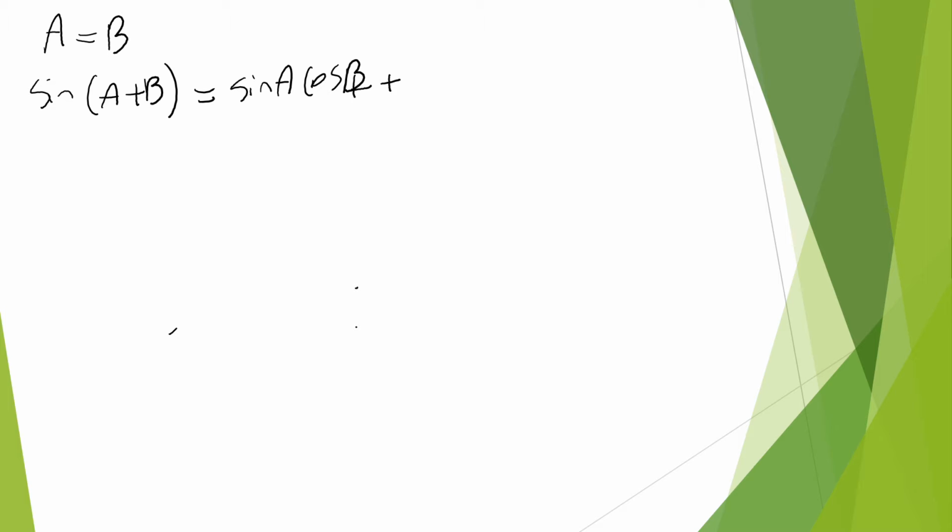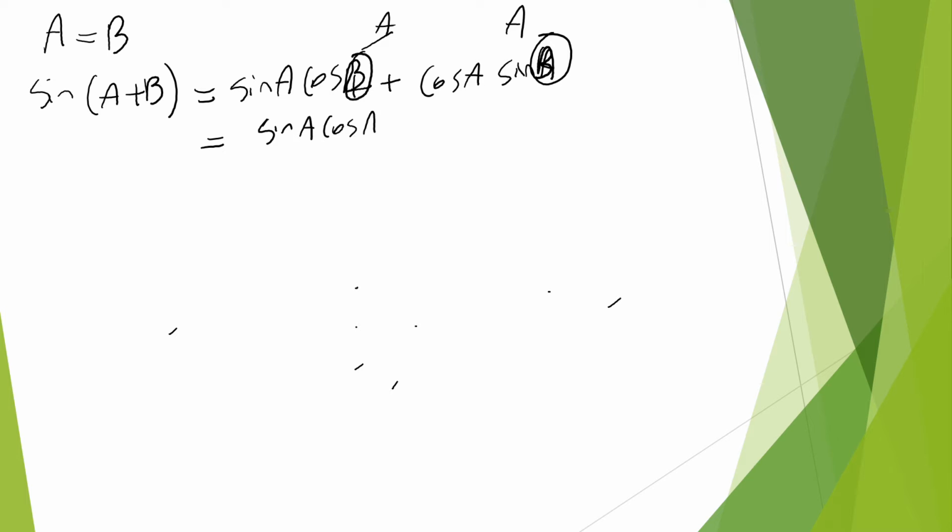What I mean by if A equal to B. So I'm going to substitute. Basically, if I use the sine of A plus B from the identity previously, which is sine A cosine B plus cosine A sine B. But if B and A are the same, that means this B will change into A. So I have sine A cosine A plus cosine A sine A.